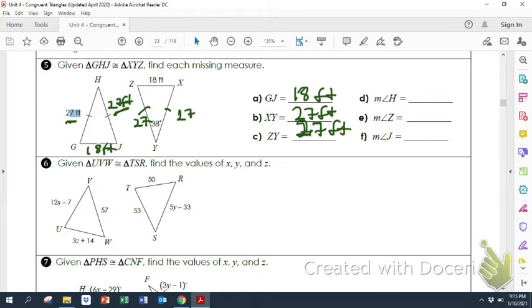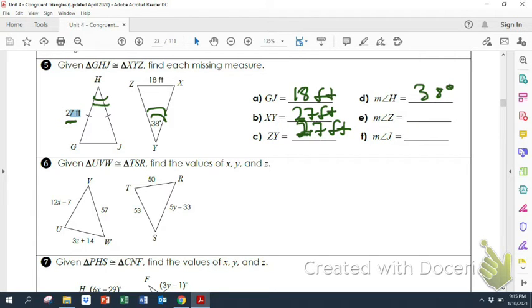So now I want to erase this. And let's look at our angles. Now, we can get some of these. We know that angle Y is 38. And we know that angle Y corresponds with angle H. So right away we can say that angle H is 38 degrees.